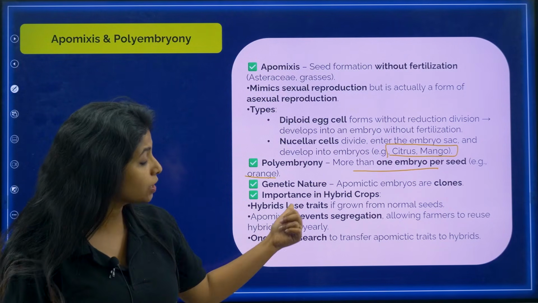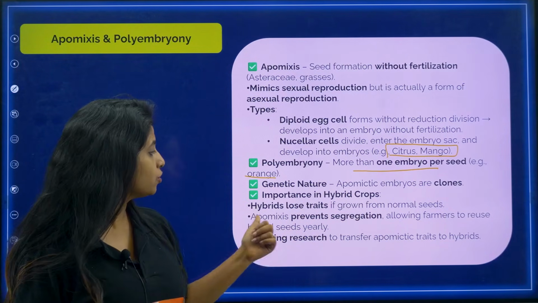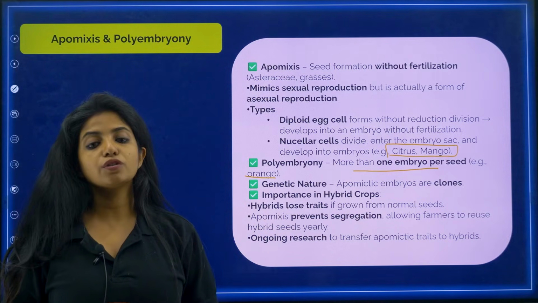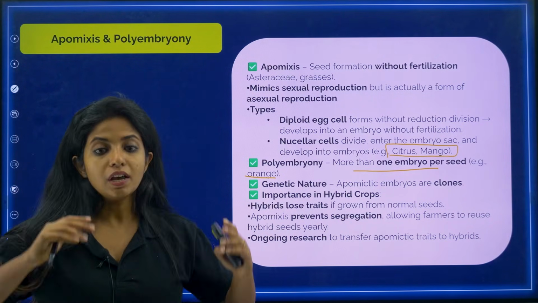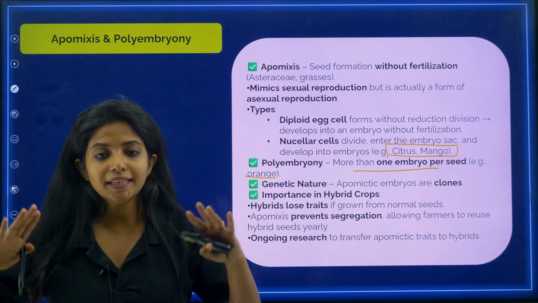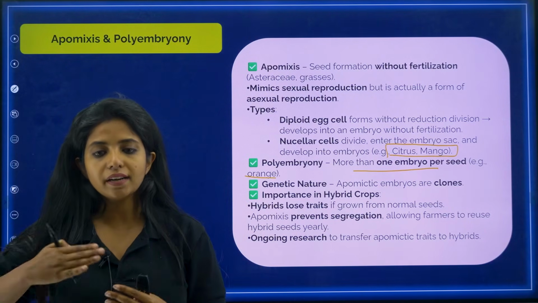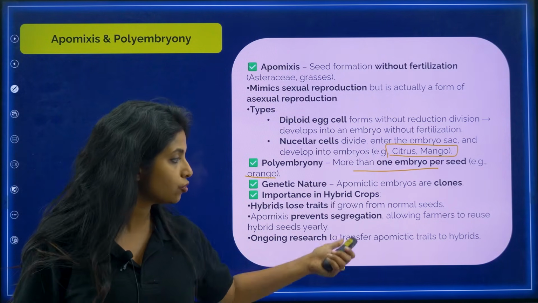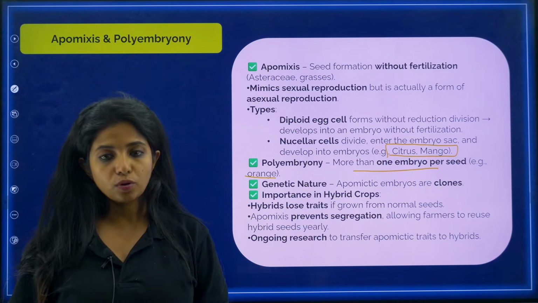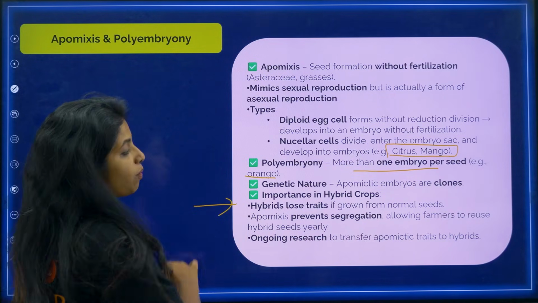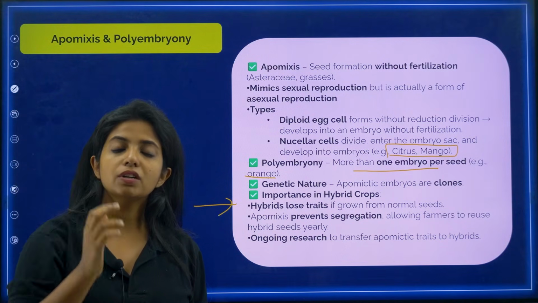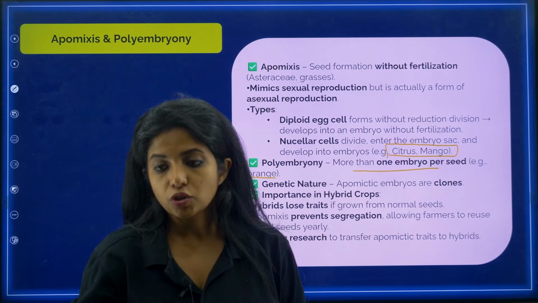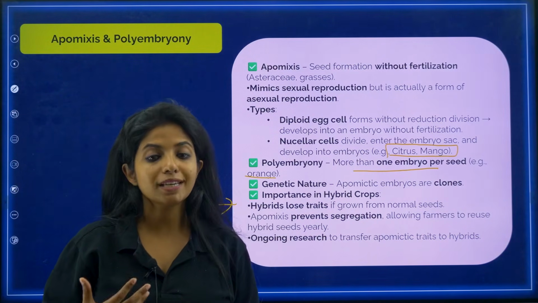Now, apomixis prevents segregation, allowing farmers to reuse hybrid seeds yearly. So there is no point of segregation. Nothing happens. What characters were there initially will be there until the end. It will keep on dividing like that. Now, ongoing research to transfer the apomixis trait to hybrids is also being seen over here, but these are the importance that you see. In the case of hybrid cross, buying hybrid seeds is very costly for the farmers. So if they rely on apomixis, it becomes easy for them.